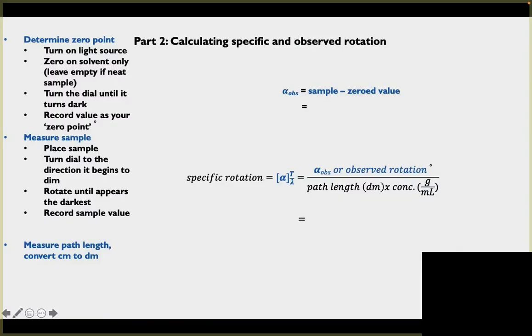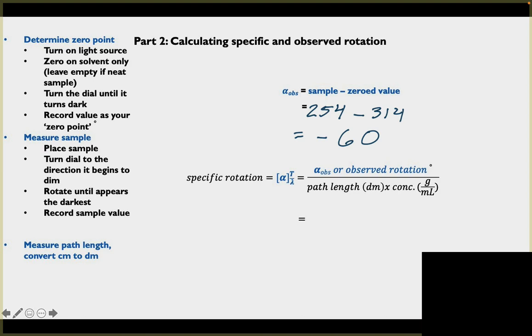And that's it. So say our final measured value for the sample was 254, and say our zero value was 314, and we would need to subtract this, and because it was rotated counterclockwise, it makes sense that our observed rotation is -60. So once you have your observed rotation, we can then put this into the formula for determining specific rotation, which is specific to a molecule and can be determined from these factors.